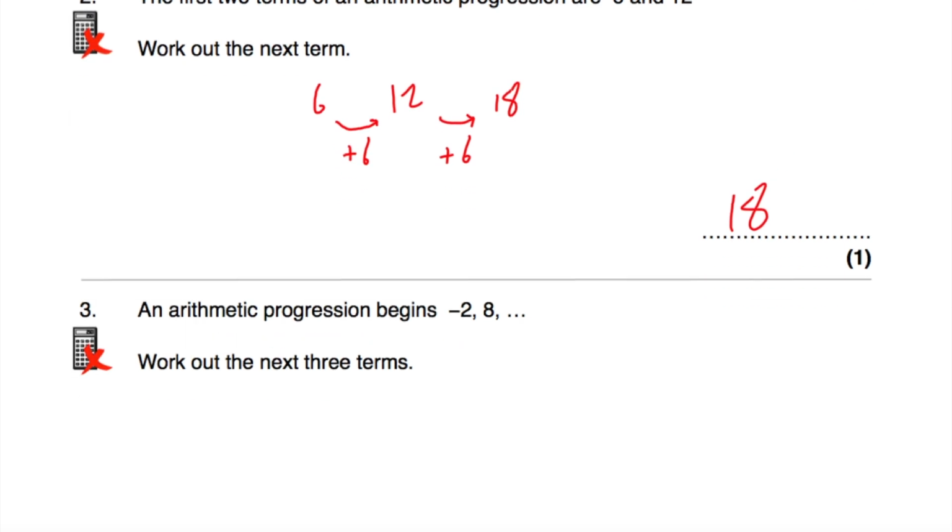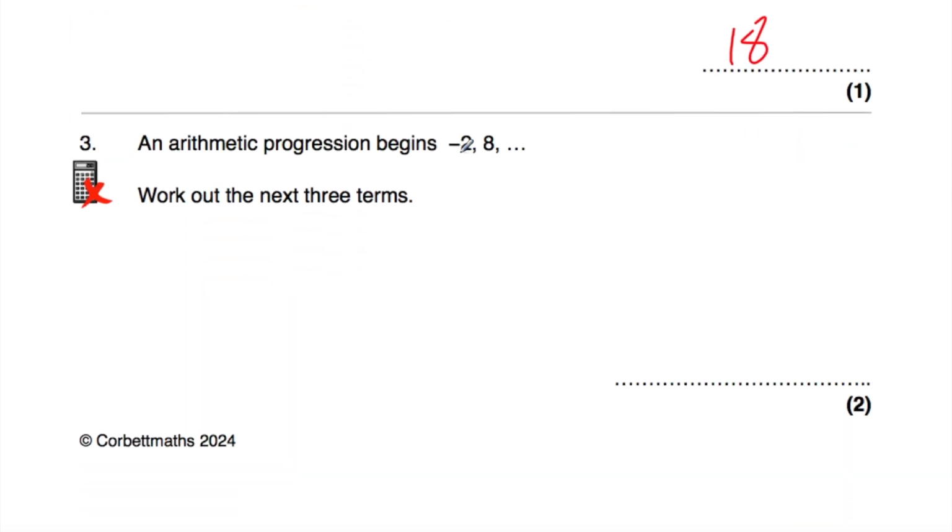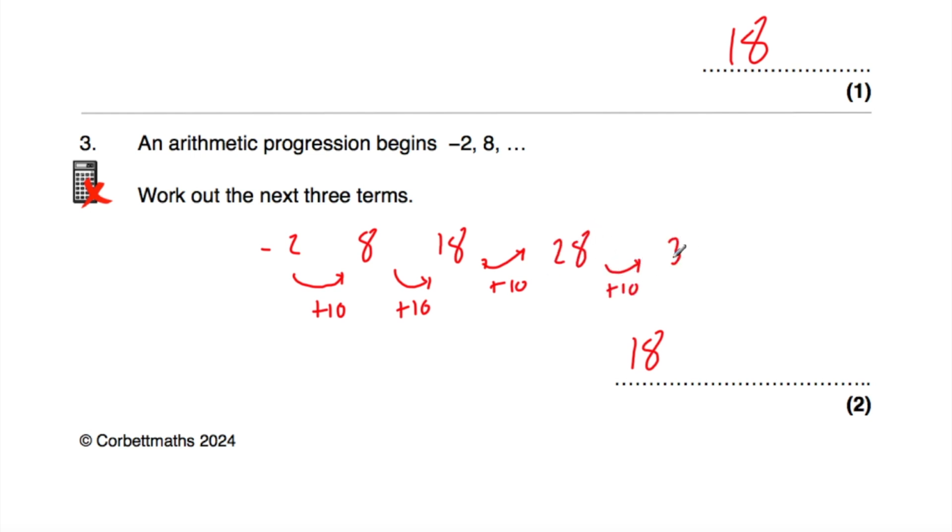Okay, question number 3. So question number 3 says an arithmetic progression begins -2, 8, and then we've been asked to work out the next three terms. So we've got -2, then 8. Now remember, it's an arithmetic progression, so it's going to be getting bigger by the same number each time, so we're going to be adding 10 here. So add 10 will be equal to 18, so that's the next term. We need to find the next three terms, so then that'll be adding another 10, which is equal to 28, and adding another 10 will be equal to 38. So the next three terms were 18, 28 and 38, and that's it.